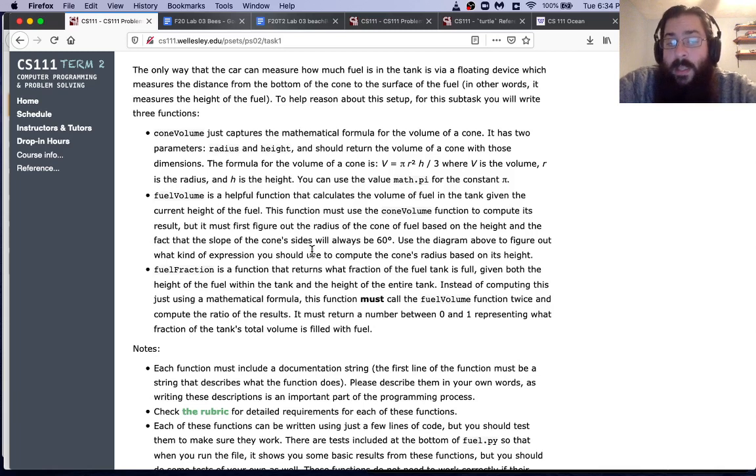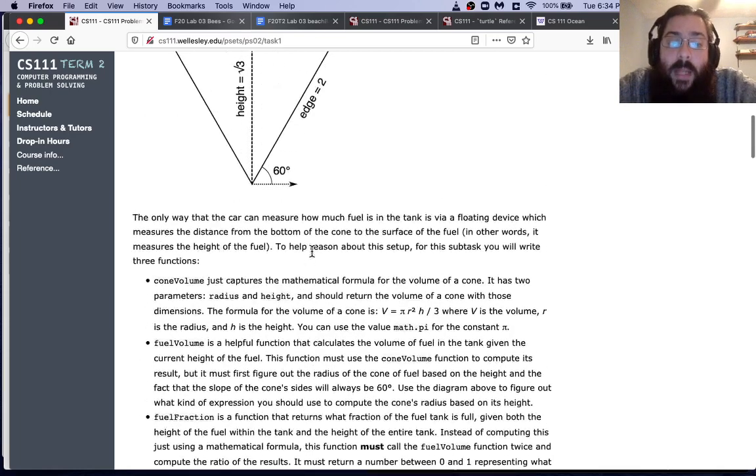And of course, this function is going to use that same formula for the volume of the cone. Instead of repeating that code, we're going to call the cone volume function that we just defined. Fuel volume, though, only has one parameter, the height. And so it's going to need to figure out, for that height, given the 60-degree angle, what is the radius that corresponds to that? And again, you can use that proportion.